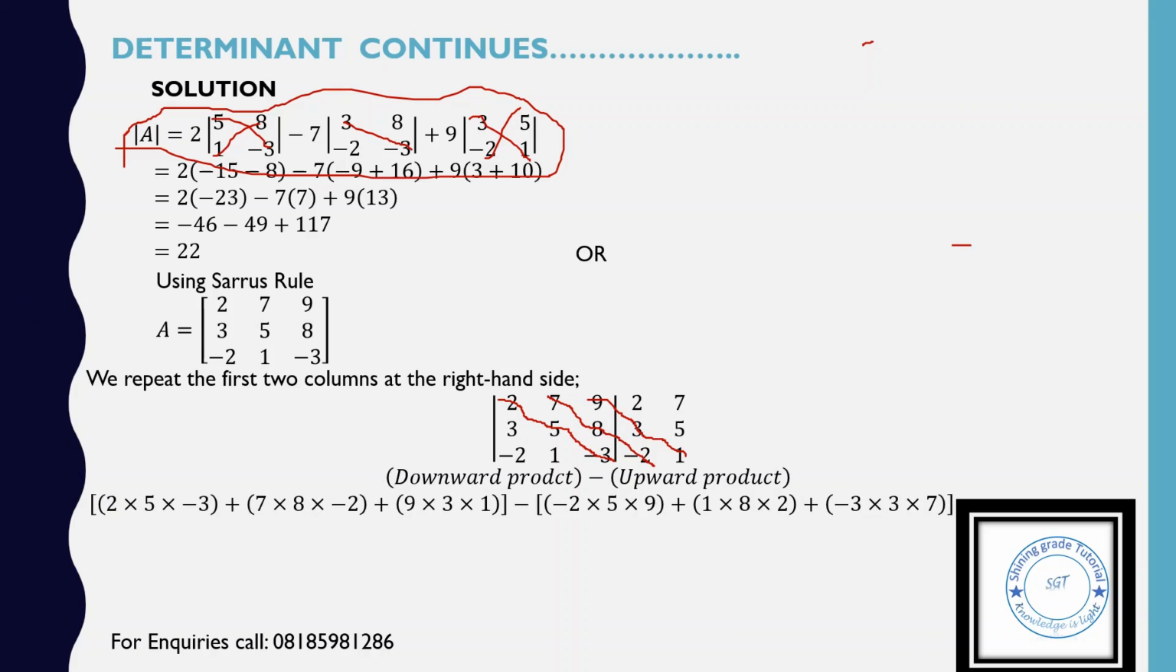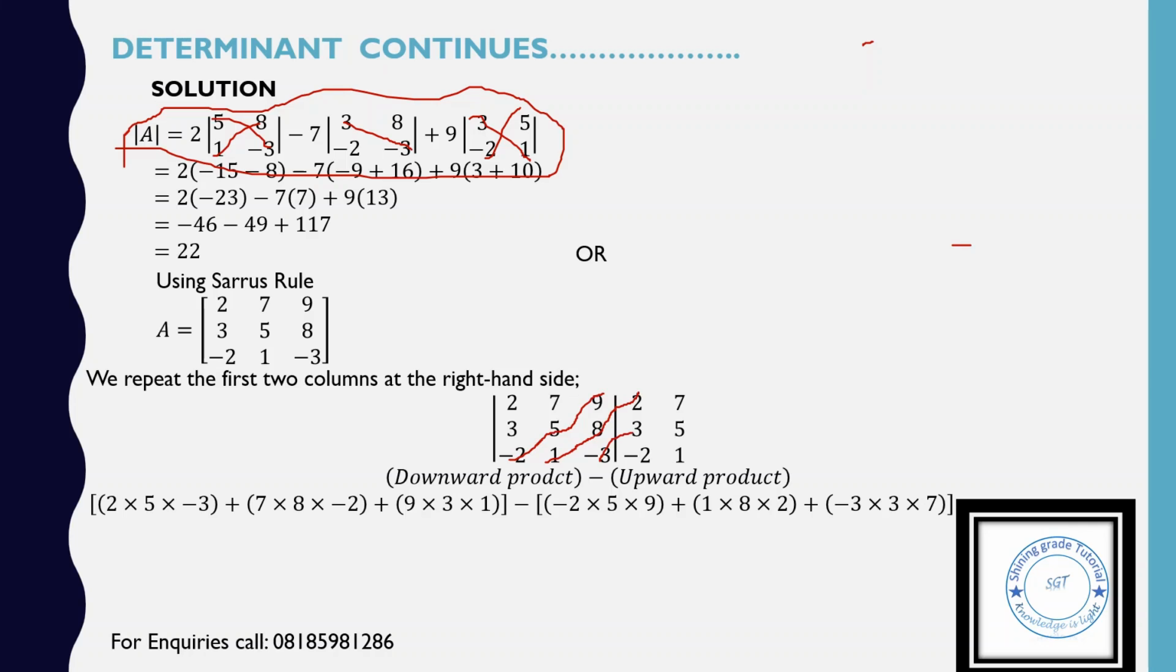2 times 5 times minus 3, plus 7 times 8 times minus 2, plus 9 times 3 times 1, as shown here. So this is what we call the downward product. You multiply and sum them. Everything here is our downward product, and everything has been put in sum. And let me show you upward now. For the upward product, this is how it goes. Group of 3, this is our upward product.